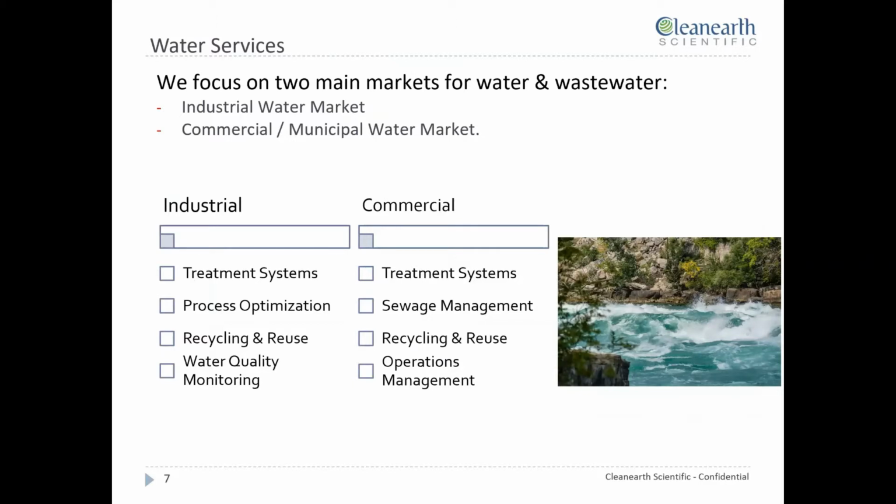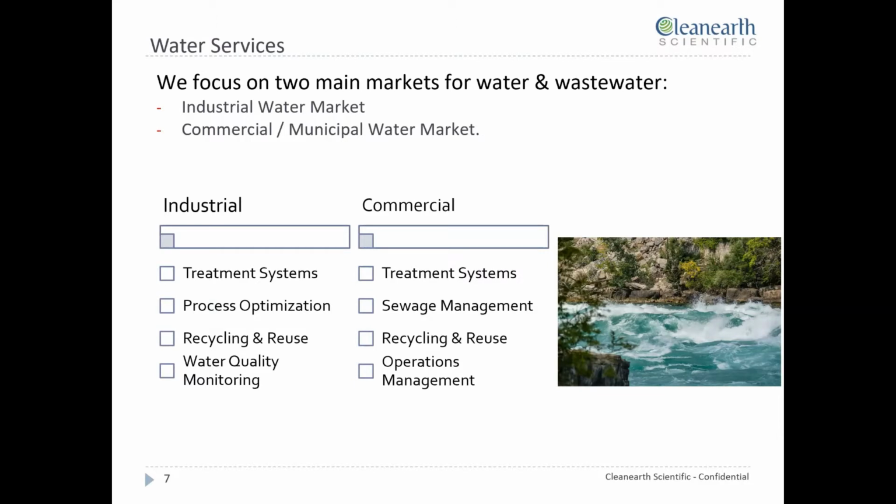So we focus on two main markets for water and wastewater. We do the industrial water market, and we also don't leave out the commercial or the municipal water market. So for industrial, our focus is largely in treatment systems. We also do process optimization.